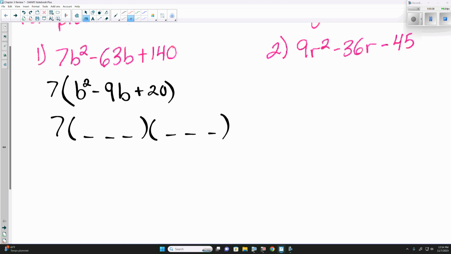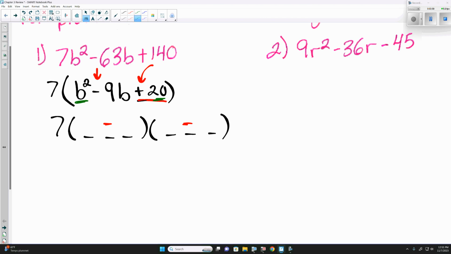Questions on steps 1 and 2. Step number 3 is define the signs. And to find the sign, we look at the third term. If the third term is positive, the signs are the same and they match the sign of the middle term. If the third term is negative, the signs are opposite. So here the sign of the third term is positive. So the signs are the same and they match the sign of the middle term, which is negative. So they're both negative.